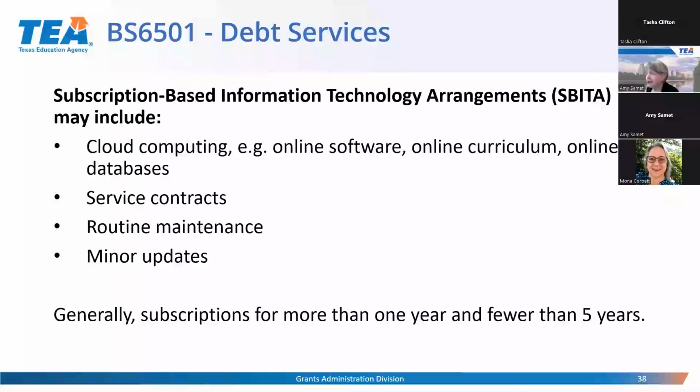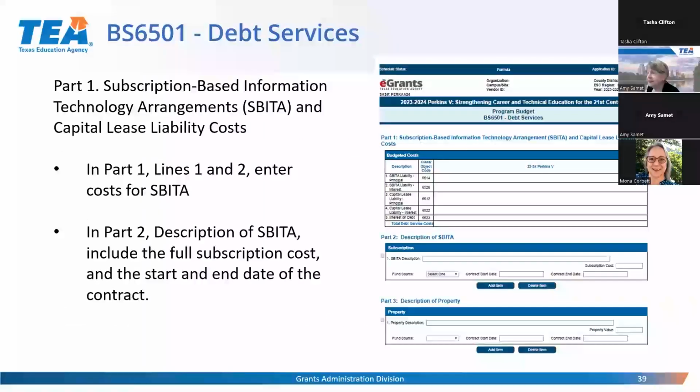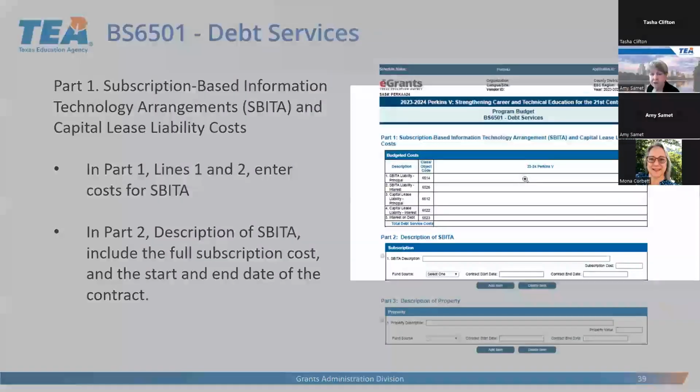Subscription-based information technology arrangements, SBITA, may include cloud computing, such as online software, online curriculum, online databases. It could also include service contracts, routine maintenance, minor updates. Generally, these subscriptions are for more than 1 year and fewer than 5 years. And this is the new eGrants page for SBITAs. Okay, I'm going to magnify that so we can look at it a little closer.